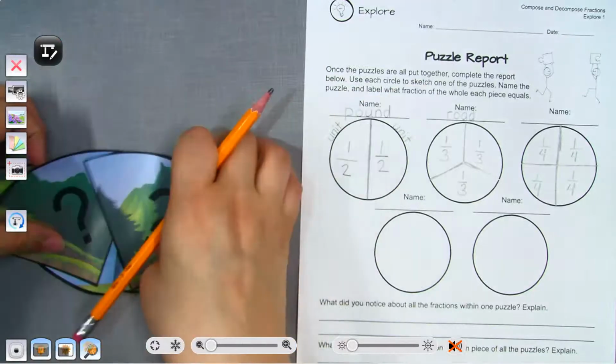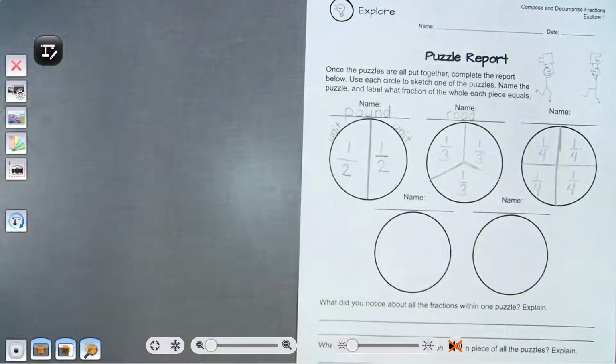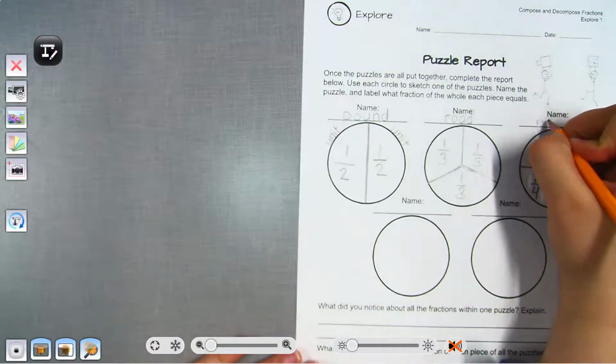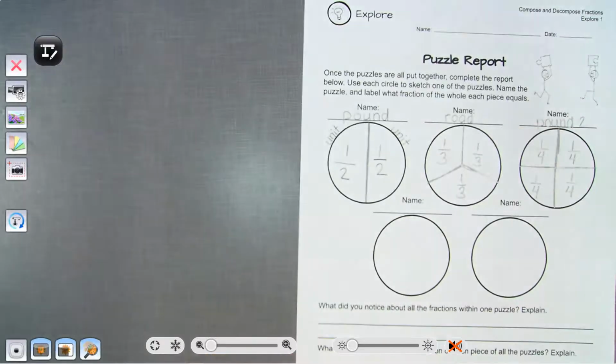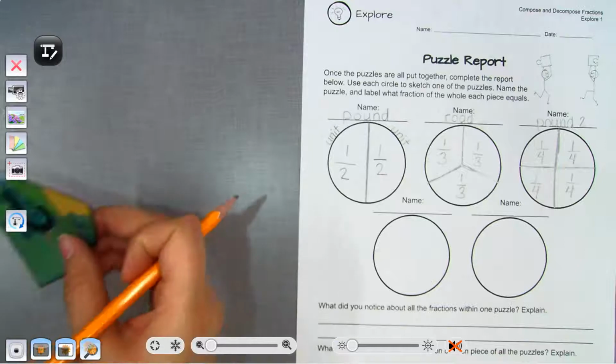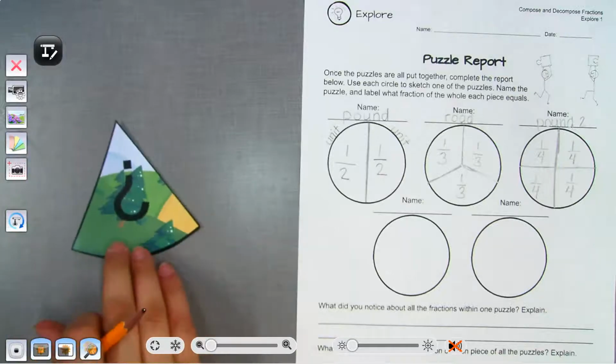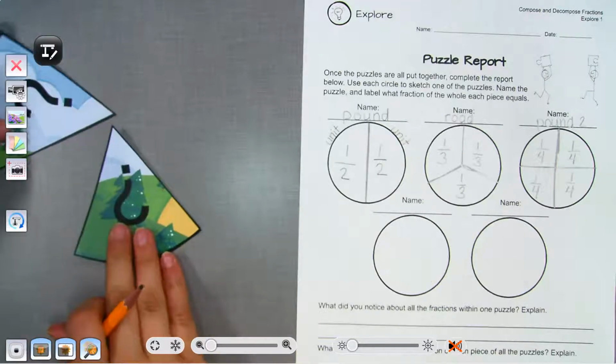Okay. Let's look at the next puzzle piece. This one we're going to name Pond 2, because that was the second pond we saw. Okay, let's look at the next one. Sky.